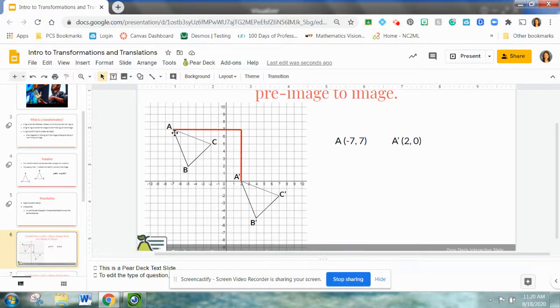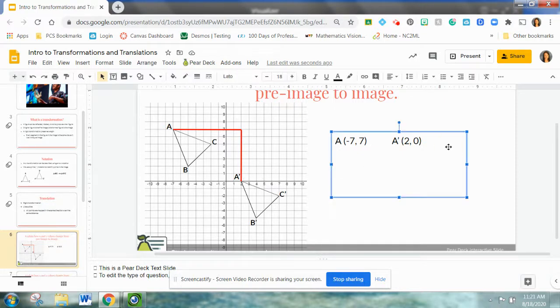So if you think back to how we did distance last year between 2 points and we started to build a triangle, that's kind of what we're doing. So from A to A prime, how far do I have to go right and how far do I have to go down? Well, this is 1, 2, 3, 4, 5, 6, 7, 8, 9 to the right, and 1, 2, 3, 4, 5, 6, 7 down.